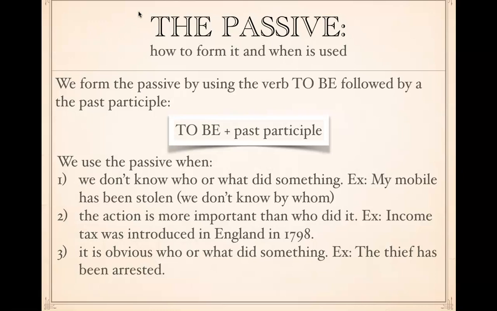so the action. And of course, we use the passive when it is obvious who or what did something. For example, the thief has been arrested, and of course, we know that he is being arrested by the police. It's obvious. We don't have to say who did it.